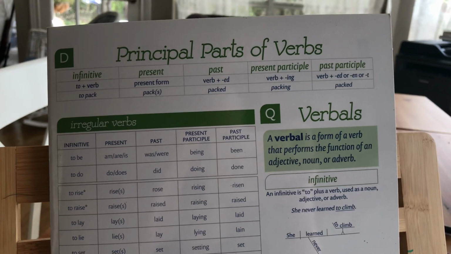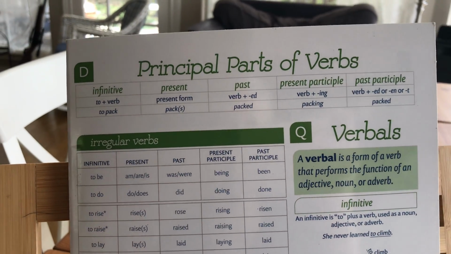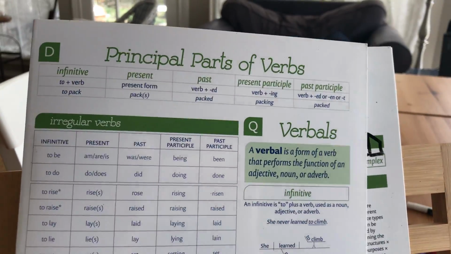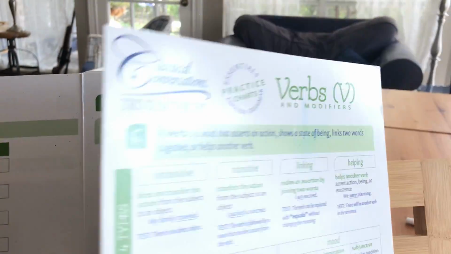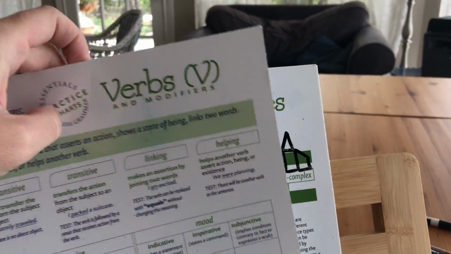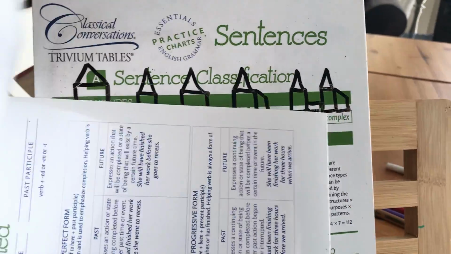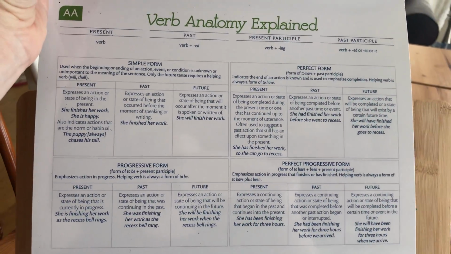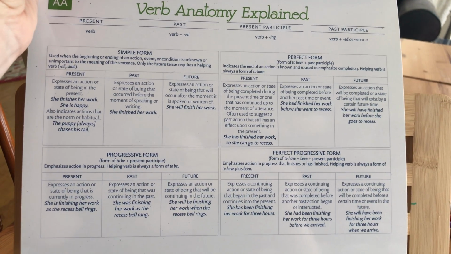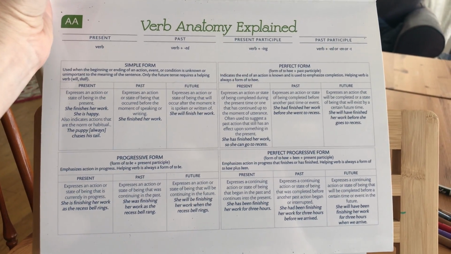Have fun studying chart C and D, and we'll dig into verbs more and apply them later. We also, for multiple year students, you can look at chart AA, and it gives more detail of verb anatomy. Let me show you right here. Chart AA, it gives you some examples and further explanation if your student wants to dig further into that.